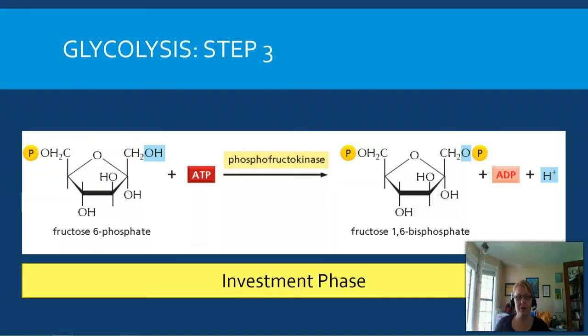Now we're going to continue through our investment phase, and this is where we lose our other ATP. What we're going to do is put a mirror phosphate group on the other side of the molecule. Once again, our goal is to be able to easily split this molecule down the middle and create 2 identical molecules. So this is the other place where we use that ATP. Any sugar that's going to be broken down has to pass through phosphofructokinase in order to proceed through this process. So it's really important. This step 3 is the gatekeeper of glycolysis.